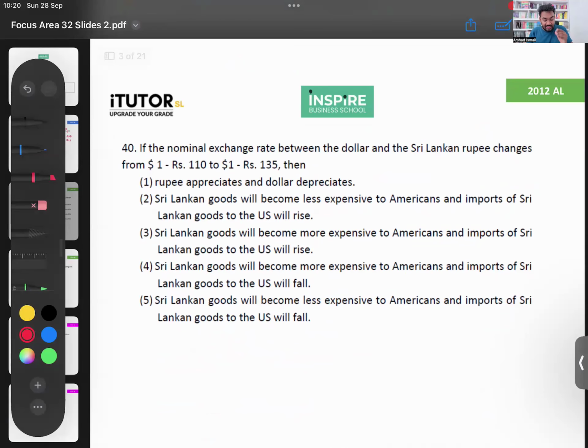Then let's go to the next one, 2012. They're saying the nominal exchange rate between the dollar and the Sri Lankan rupee has changed from 110 to 135. Tell me now, what has happened? Has the Sri Lankan rupee appreciated or depreciated? Correct, the Sri Lankan rupee has depreciated. Earlier to buy a dollar, we had to pay 110 rupees. Now to buy a dollar, we have to pay 135 rupees. So our Sri Lankan rupee has depreciated.